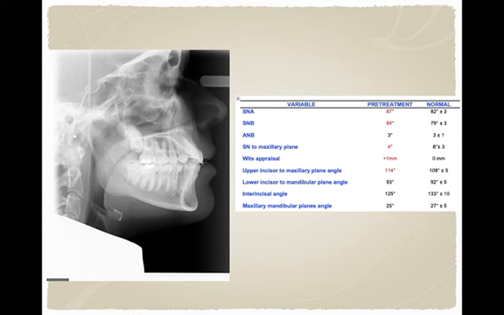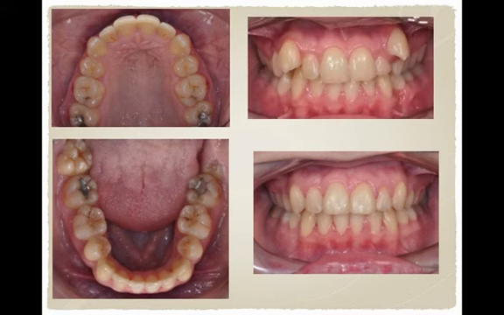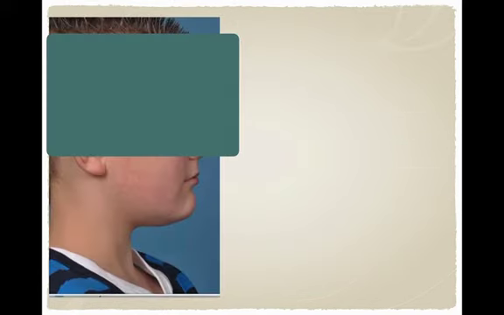So we have to consider the amount of inclination of the incisors before we decide on extraction or not. This patient with severe crowding was treated with extraction of 4 units, 2 in the upper and 2 in the lower, to align her teeth and to avoid proclination of the upper incisors.